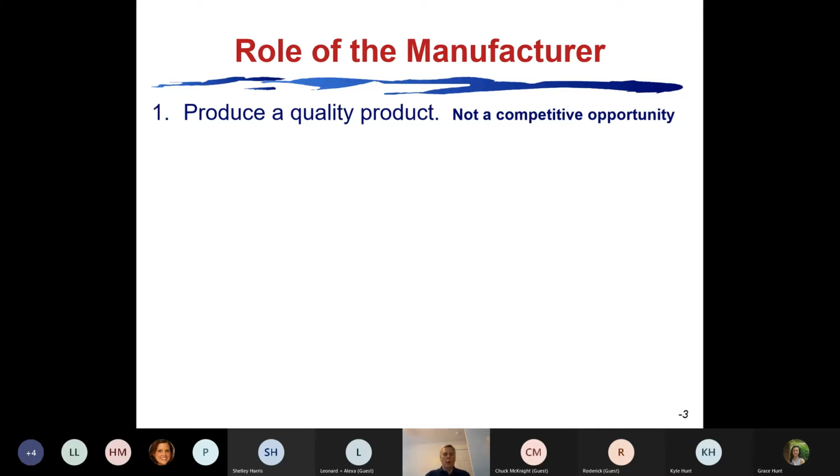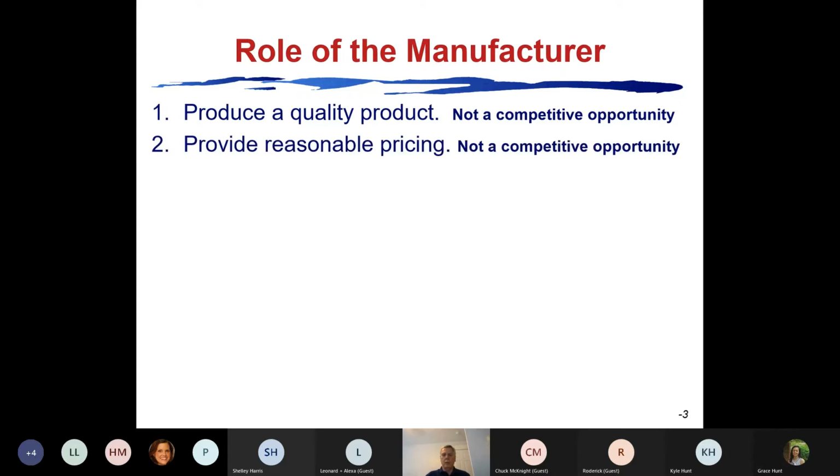So quality is not really a competitive opportunity. It's not something you can say you're better than the other guy, because all of you need to be virtually perfect. You provide reasonable pricing. You should not be the cheapest. You are not a commodity. You're a custom manufacturer. You make unique products, and you don't want to be a commodity. So we don't encourage you to do so.